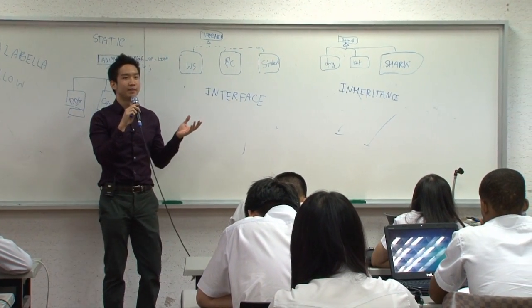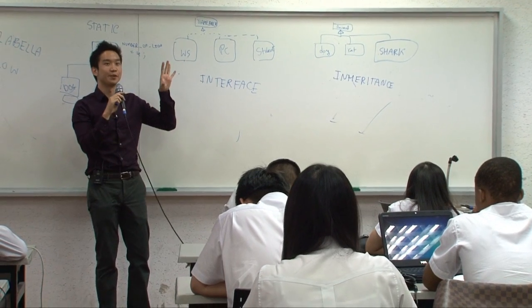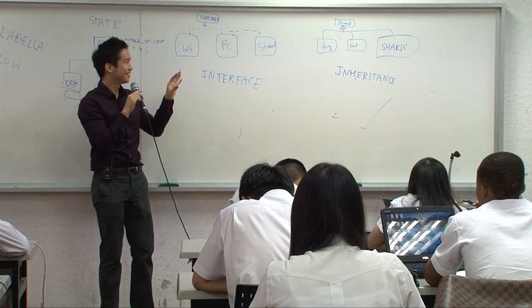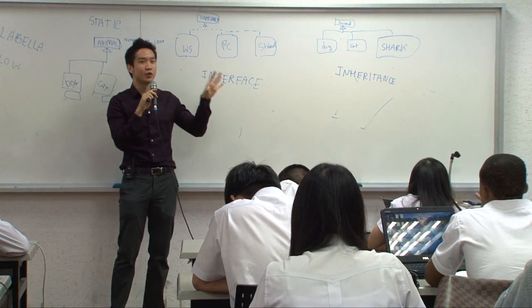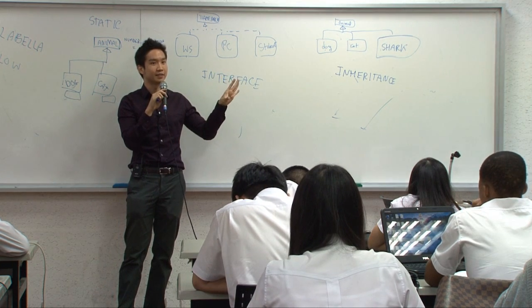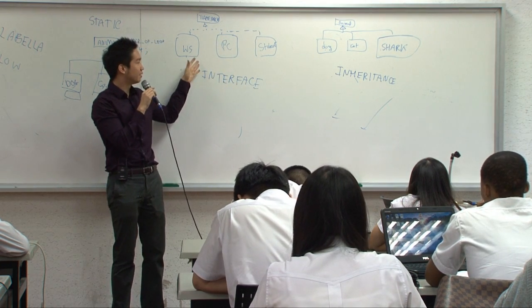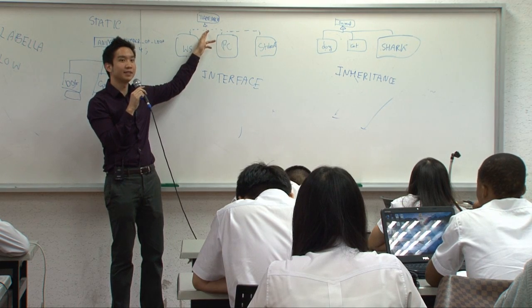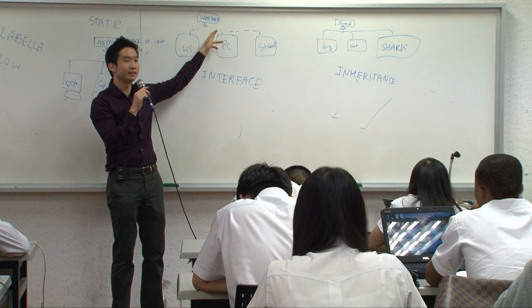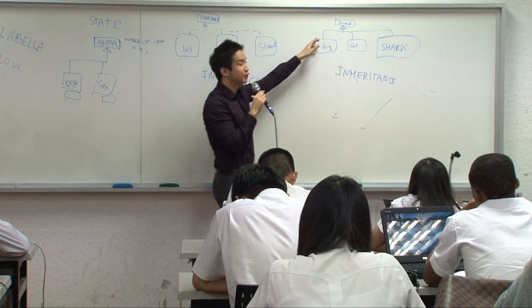The first difference between the two is that, for the easy one, we'll just get the easy one out of the way. The UML notation is different. For interface, you have dotted lines right here. Can you see? And for inheritance, you have a solid line.